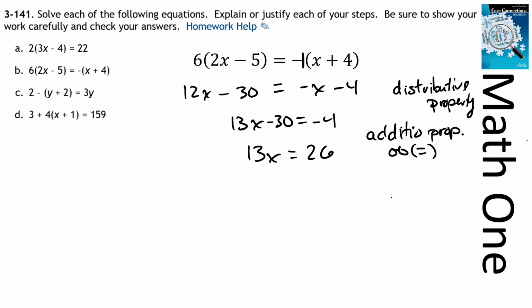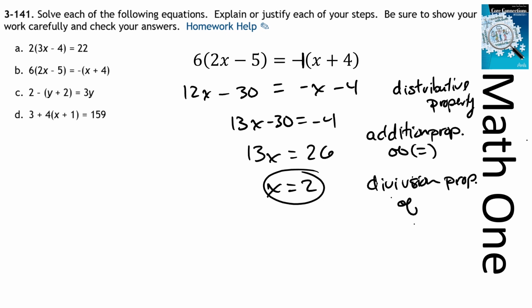And what we're just saying is if you have equal things and you add the same thing to both sides, you get equal things. And then finally, I'm going to divide both sides by 13. That'll give me that x is the number 2. And that's an example of the division property of equality. Very important to remember when you're using the division and multiplication properties of equality that it has to be non-zero values that you're multiplying by.